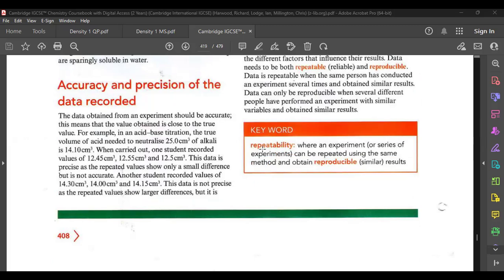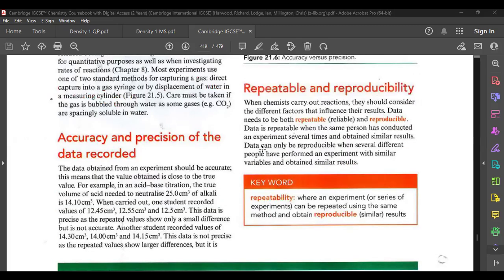So obviously you would say the values are accurate and they are precise as well. This is called accuracy and precision of the data we are recording here. Then we would discuss what is repeatability and reproducibility. These things we have discussed multiple times in different types of scenarios.